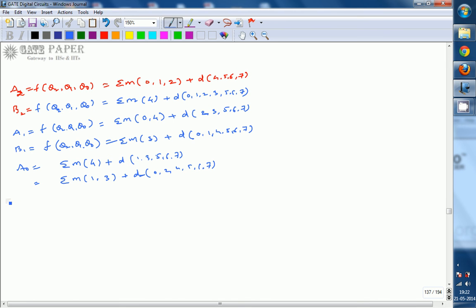So a2 can be found if you are going with a K-map like this. A 3 variable K-map you can go with. So for a2, a1, a0, for all these you have to draw a 3 variable K-map and minimize it. So this is for a2, here q2, q1, q0.